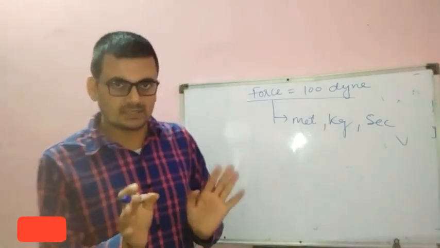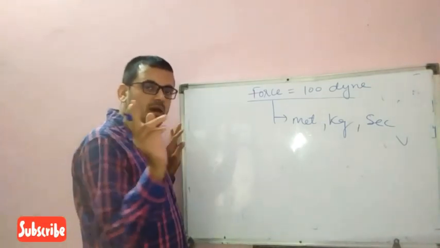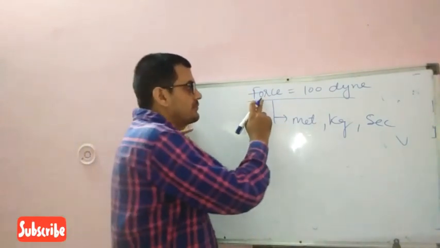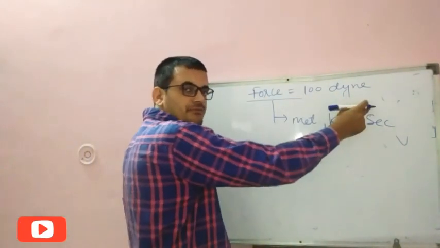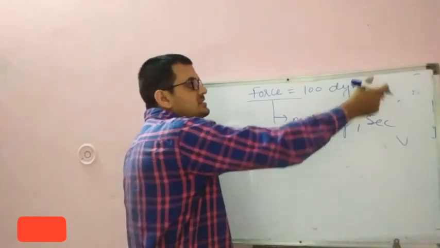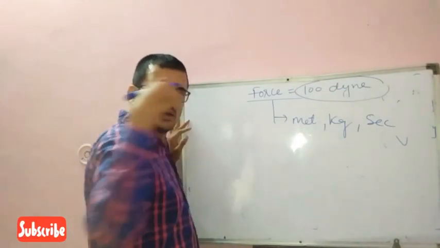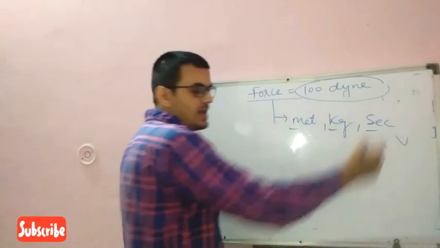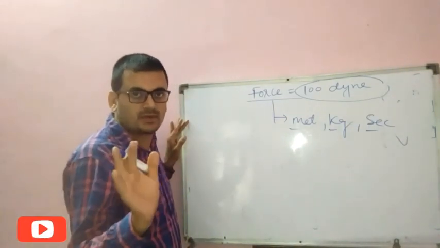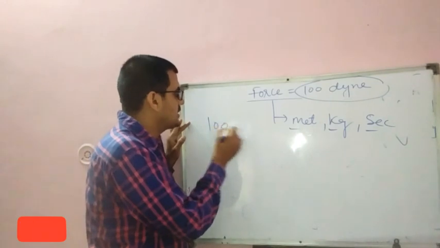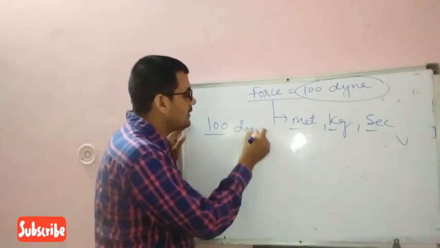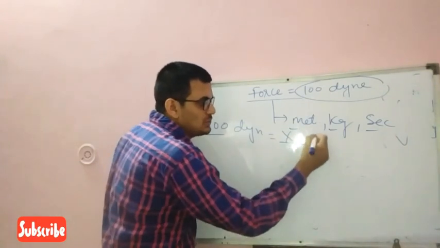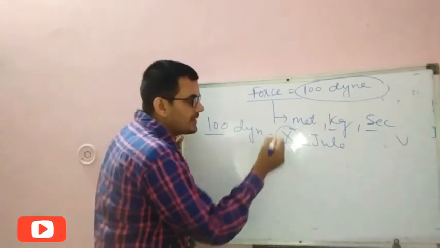Dyne is the CGS system, I have already told you. This is the value of force represented in CGS, and the question is saying to convert this CGS value of force into the MKS system, meter kilogram second. Simply, convert 100 dyne into x joule. You have to find out the value of this x.